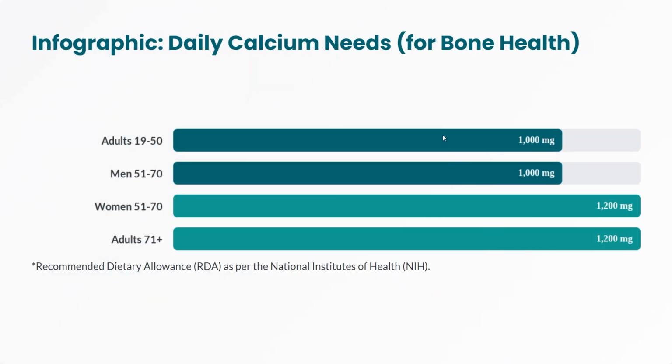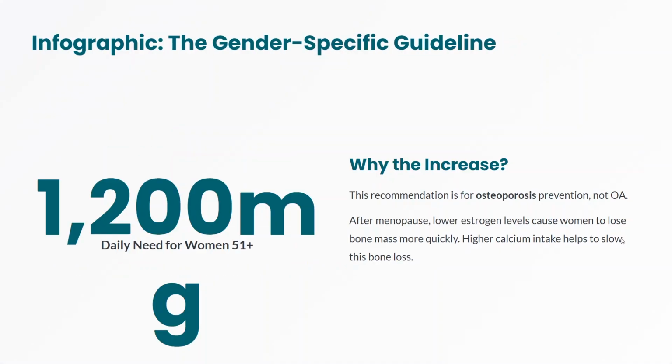Before we go further on the diet aspects, I just want to add something about calcium needs for bone health. Generally, for an adult between 19 to 50 years, it is 1000 milligrams per day. For men between the ages of 51 to 70, it is 1000 milligrams. For women from 51 up to 70, it is 1200 milligrams per day. For adults irrespective of gender, the requirement above 71 is 1200 milligrams per day.